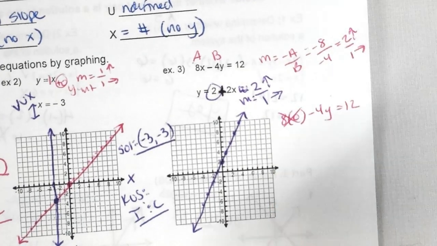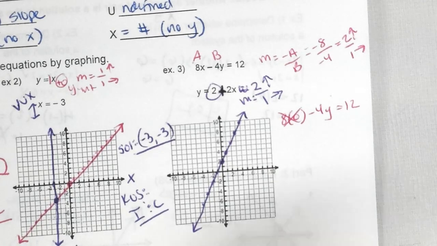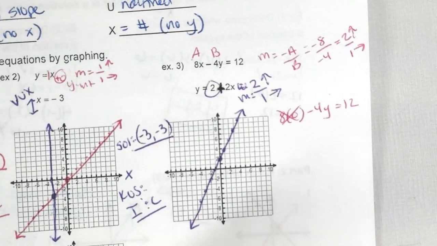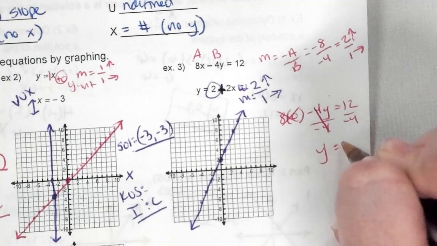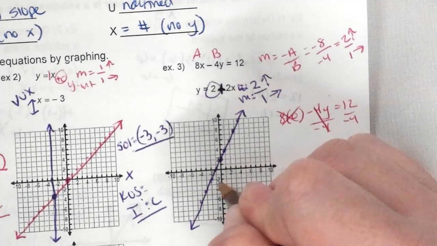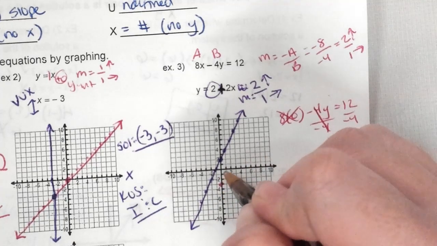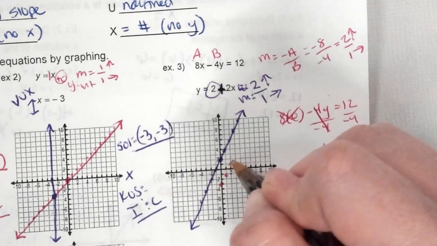Well, doesn't anything have 0 cancel? Mm-hmm. So how do I solve this for my y-intercept? Divide by negative 4. And what does that equal? Negative 3. So there's my y-intercept. My slope is rise 2, run 1.